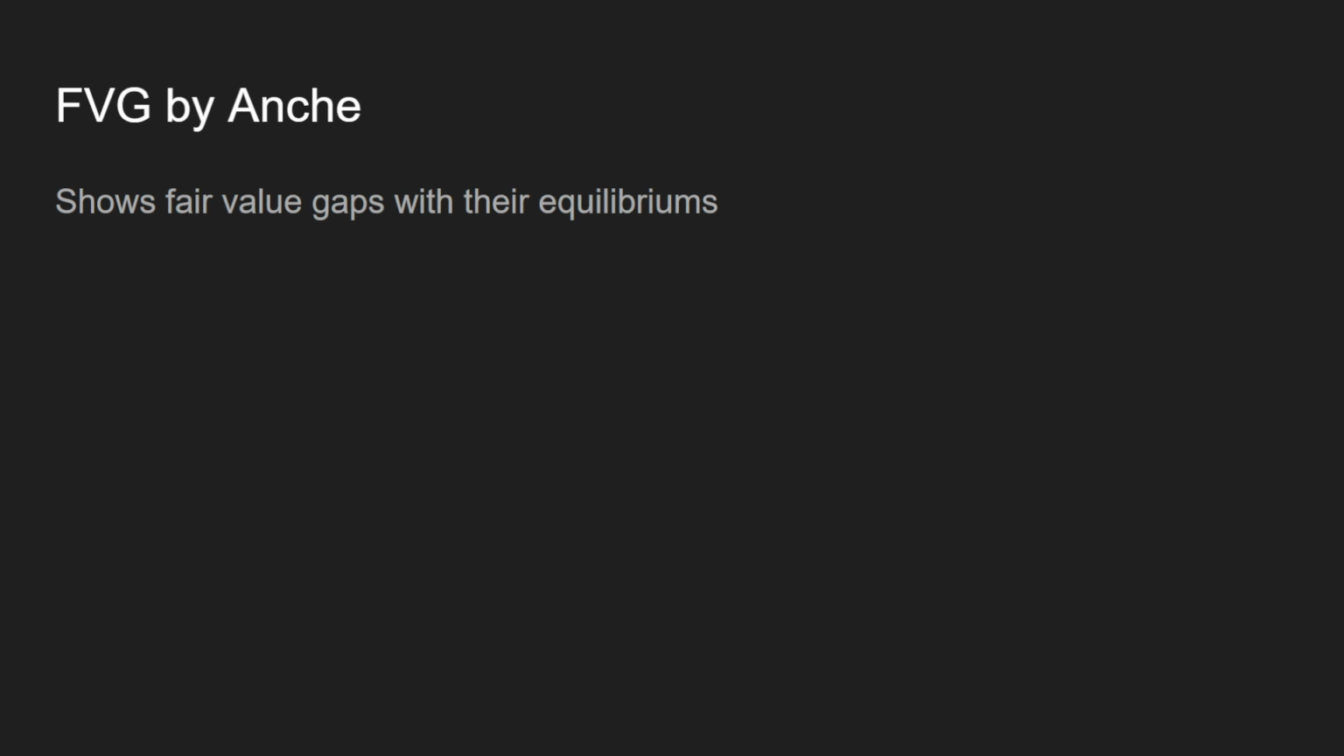Fair Value Gap by Anch or Anche, I'm not sure how to pronounce his name, but this shows fair value gaps with their equilibriums. I will also talk about equilibriums when I talk about fibs, which should be in the next module. We'll get into some entry models and other things like that. Equilibriums are ICT's theory on how he uses fibs. Not my thing at all. Full credit to him on that. However, we will also be talking about the optimal trade entry, and that I'm pretty sure he said is not his, with some of the fib settings that he uses.